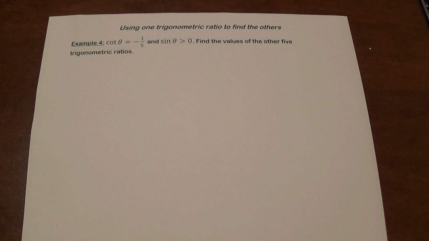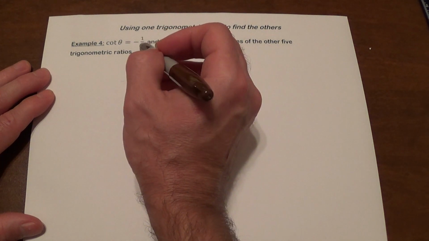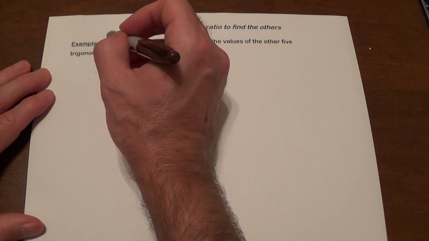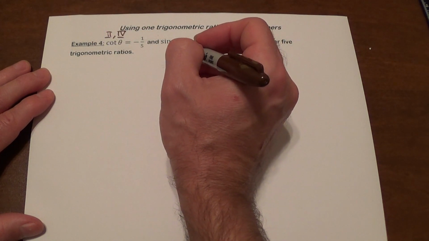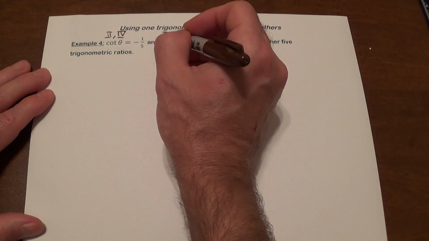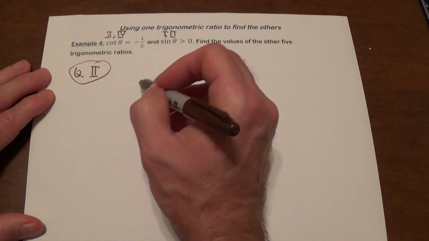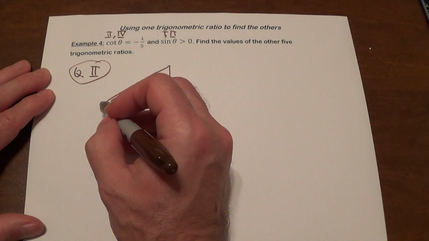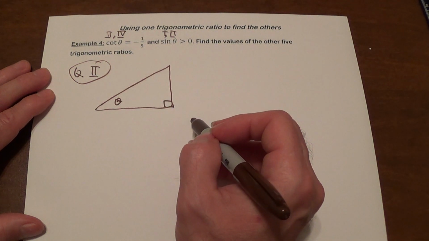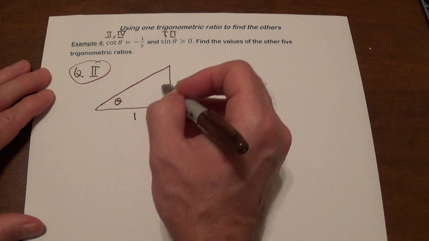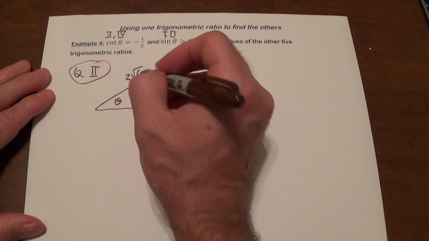In this one we are given that cotangent theta is negative 1/5 and sine is positive. So when cotangent is negative, we are in quadrant 2 or quadrant 4, right? And when sine is positive, it's going to be quadrants 1 and 2. So all in all, we're going to be in quadrant 2. Our auxiliary triangle, angle theta. So cotangent, it's 1, 5. Remember, we disregarded the sine. This side is going to end up being 2 square root of 6.